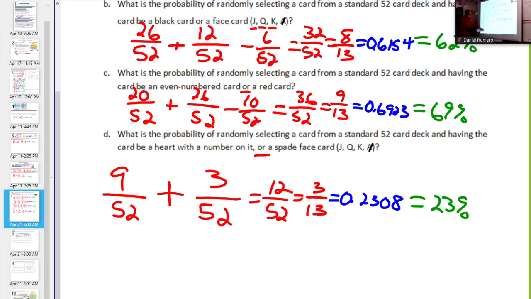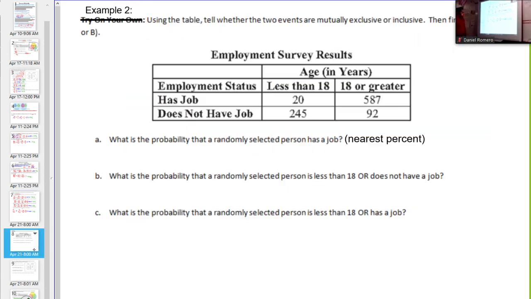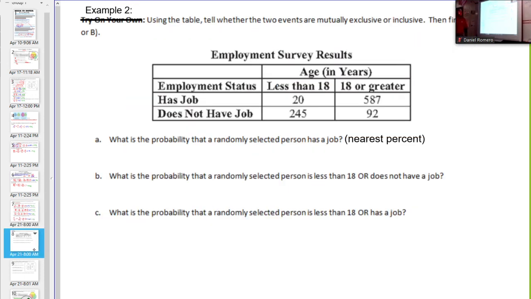Alright, this will be the last slide here of day. What is the probability that a randomly selected person has a job? So this is going to be the same as we had on the one before.